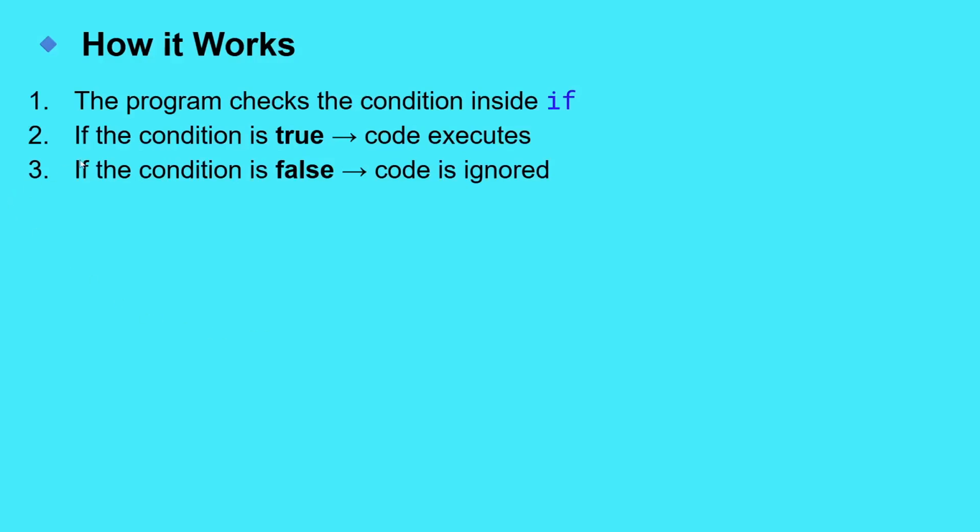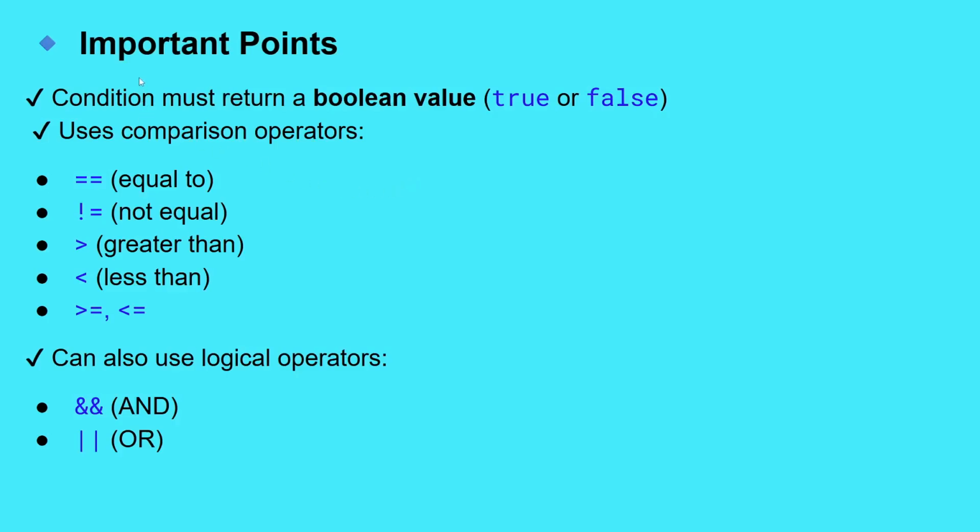How it works? The program checks the condition inside if. If condition is true, code executes. If condition is false, code is ignored. Important points in if condition. Condition must return a boolean value, either true or false. This is a very important point, it must return either true or false.